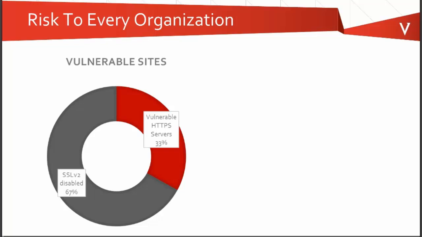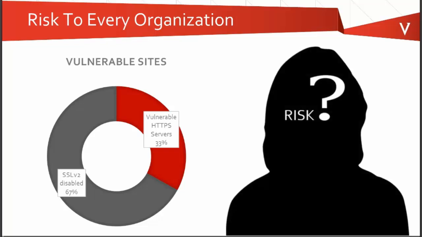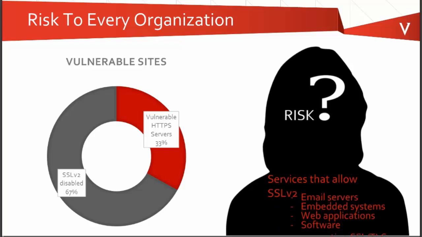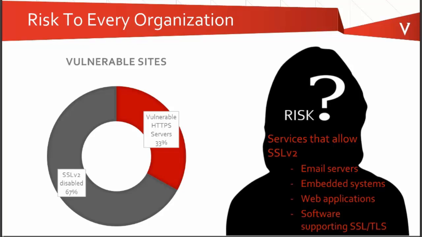The thing that I think is more concerning, though, is the unknown risk, and that is really similar to that second scenario that I talked through, of all those systems that are sharing the same private key that still have SSL v2 enabled. So think about it. Email servers, embedded systems, web applications, or even software that all utilize SSL or TLS and allow SSL v2 on those systems, but still take advantage of the same private key on otherwise patched systems.